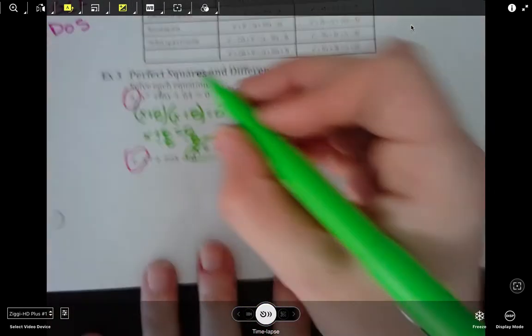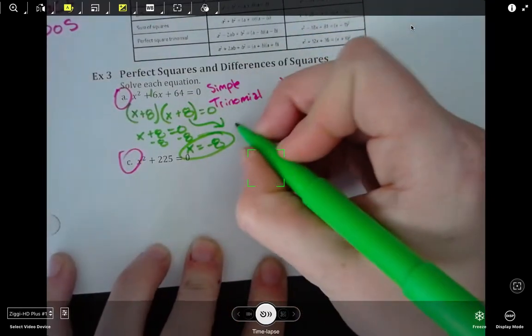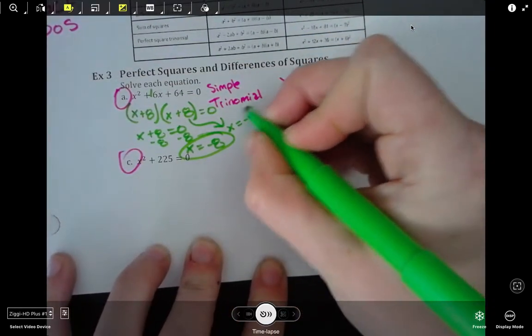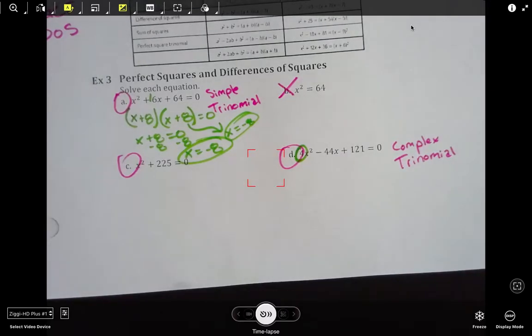Now, the other one, if I set this one equal to 0, what happens? Also negative 8. We're good to go. That's it. All right, now, the complex one. Very similar after you get to a certain point.